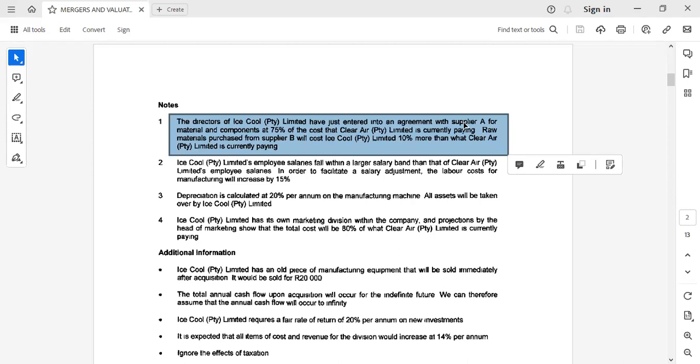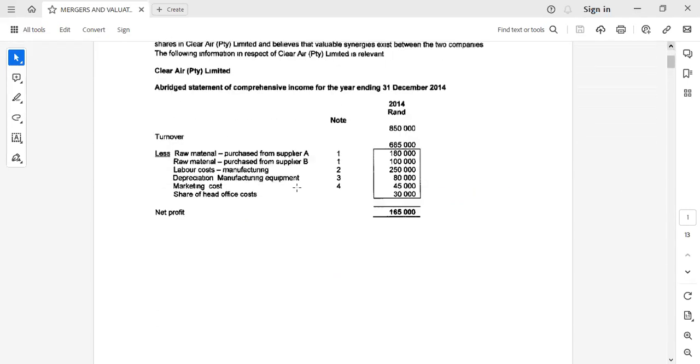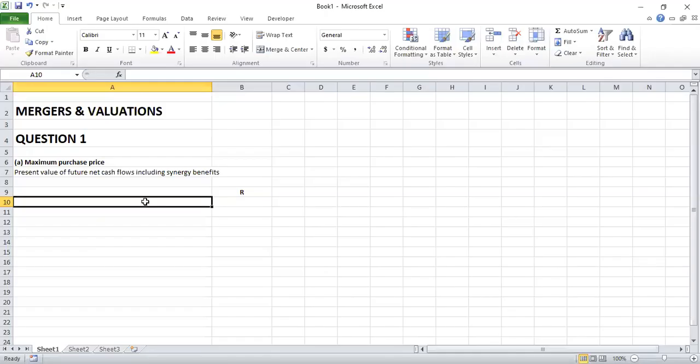Right, so now let's look at the value. So we're saying these materials will cost at 75%. So we're going to have raw materials purchased from supplier A, would say 180,000 times 75%. What do we get? Because they said they will now buy at 75%.